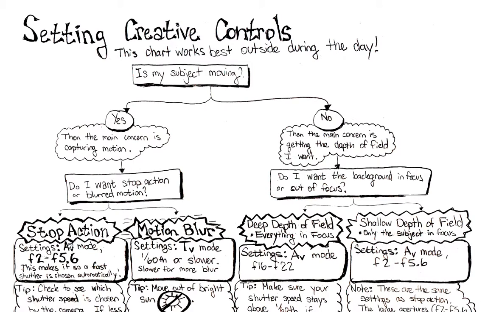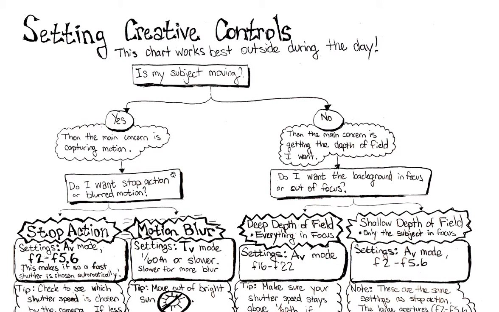To create stop action, you can do it on TV mode and just pick a fast shutter speed. But it is best done by going to AV mode and using the same settings that you used for shallow depth of field. What happens when you open up that aperture? It lets in a lot of light, so the camera automatically picks that fast shutter speed for you. But what it avoids doing is picking a shutter speed that is too fast for a given lighting situation, where your picture just comes out too dark.